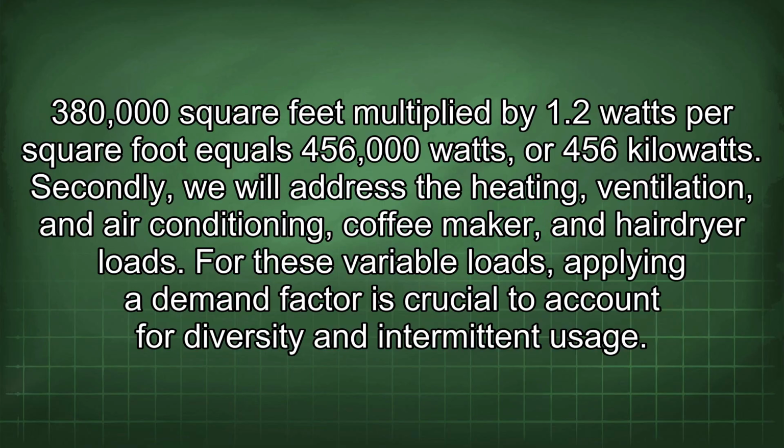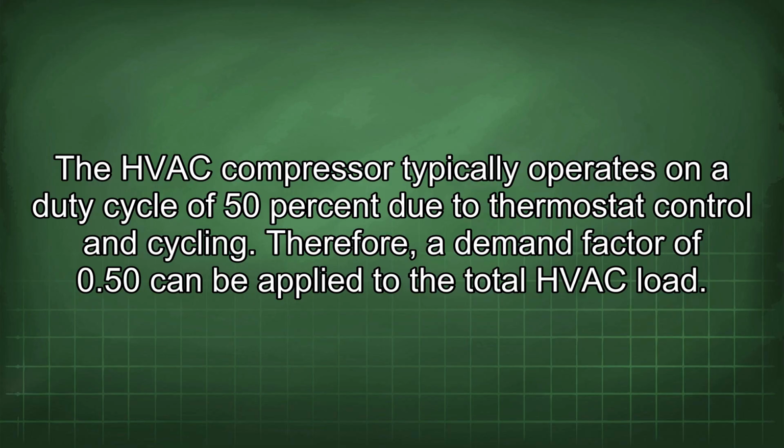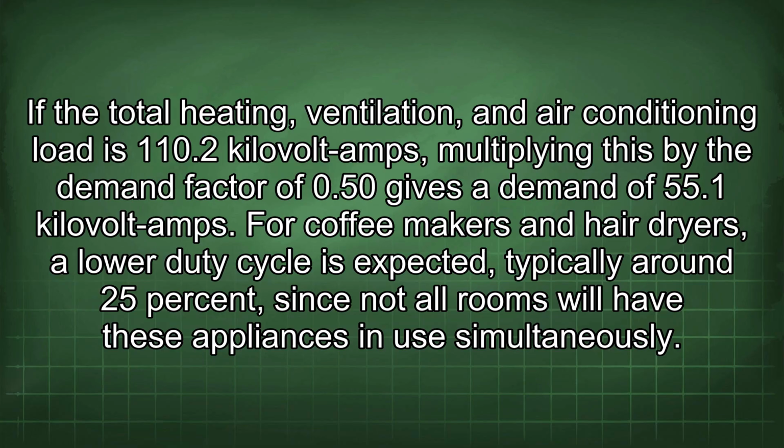Secondly, we will address the heating, ventilation, and air conditioning, coffee maker, and hairdryer loads. For these variable loads, applying a demand factor is crucial to account for diversity and intermittent usage. The HVAC compressor typically operates on a duty cycle of 50% due to thermostat control and cycling. Therefore, a demand factor of 0.50 can be applied to the total HVAC load. If the total heating, ventilation, and air conditioning load is 110.2 kVA, multiplying this by the demand factor of 0.50 gives a demand of 55.1 kVA.